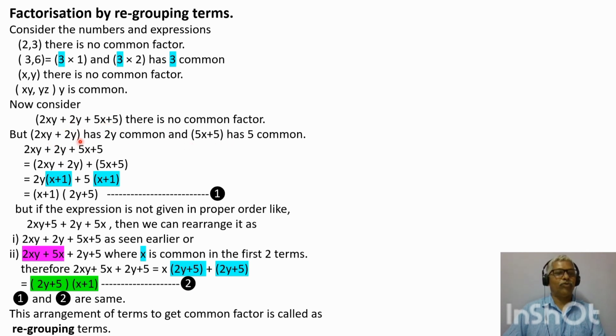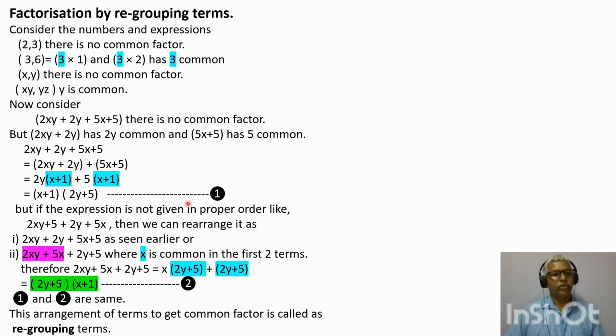2xy plus 2y, if you take, there is 2y common, and if you take 5x plus 5, there is 5 common. So I am rewriting it again here, 2xy plus 2y, grouping these two terms like this, and after grouping I am taking 2y common from this, and what remains in the bracket is x plus 1, and plus 5 common from this, and what remains is x plus 1. And again from the whole expression I am taking x plus 1 common, and what remains in the bracket is 2y plus 5.